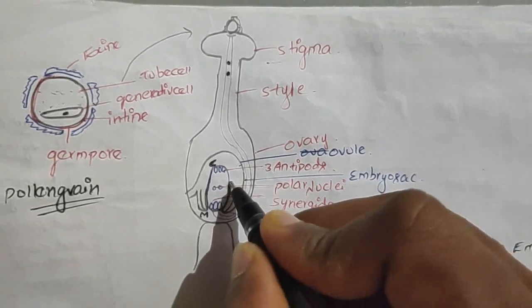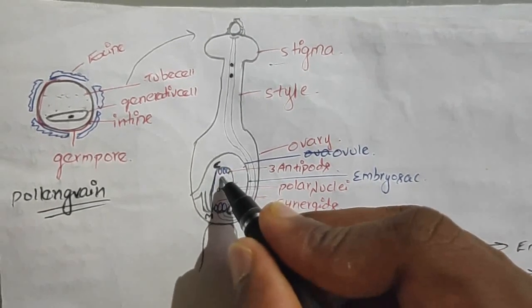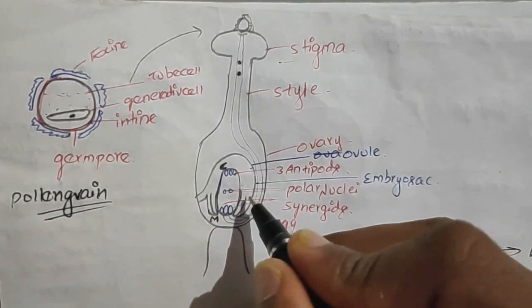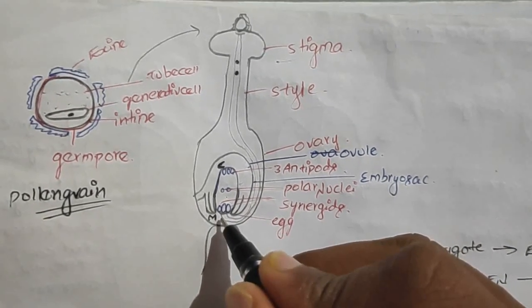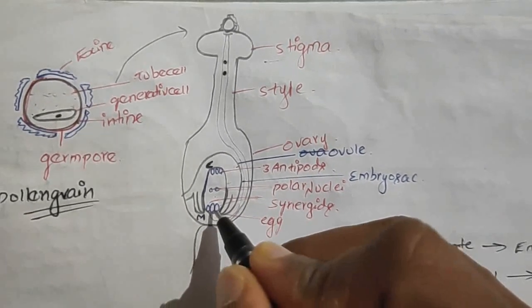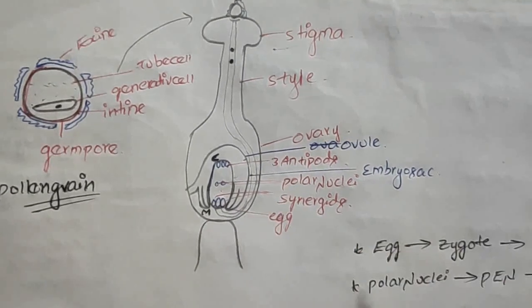Inside this ovule, the embryo sac is present. In the embryo sac, towards the chalaza end, we will see three antipodal cells, and in the middle there are two polar nuclei. Towards the micropyle end, there is one large central cell known as the egg, and beside this egg there are two cells known as the synergids.